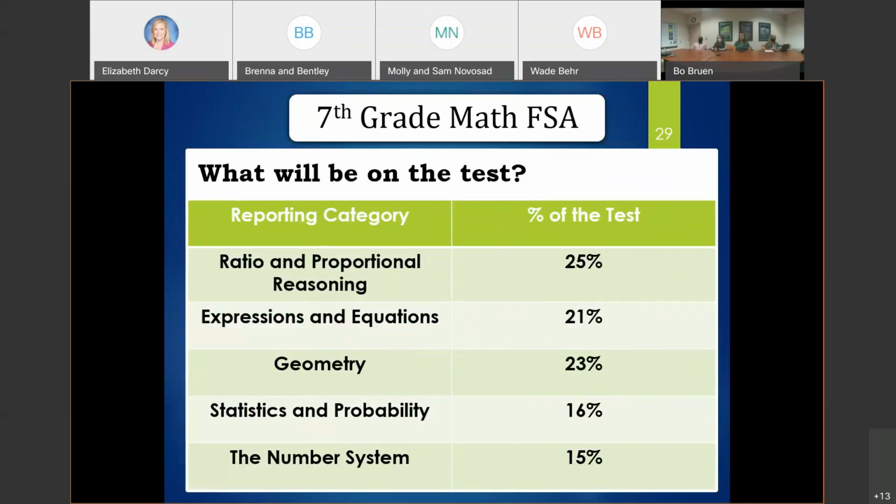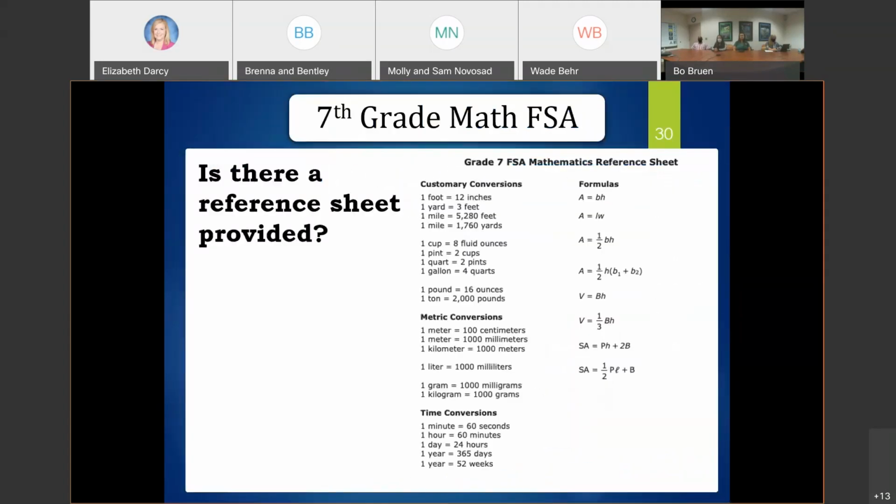On the 7th grade math FSA, these are the different categories that they'll be tested on: ratios and proportional reasoning, expressions and equations, geometry, statistics and probability, and the number systems. As you can see, there are various different percents that each of the categories will make up. There will be a reference sheet provided for the students. They'll have different math conversions and different geometry formulas provided for them.